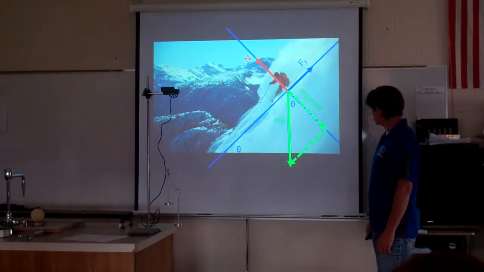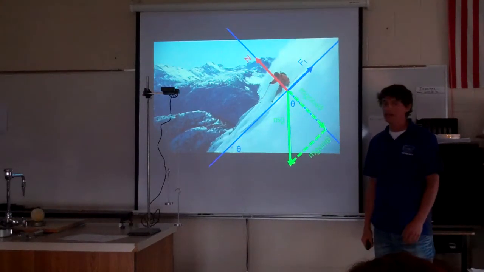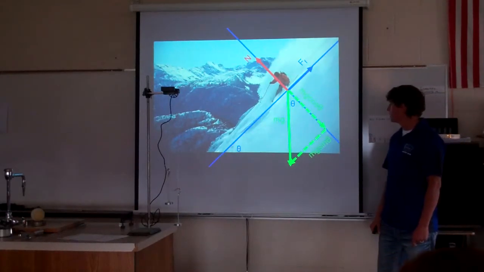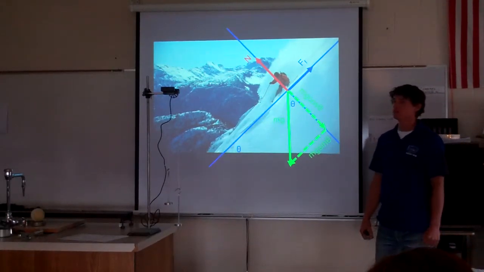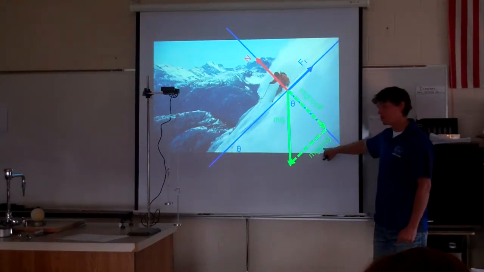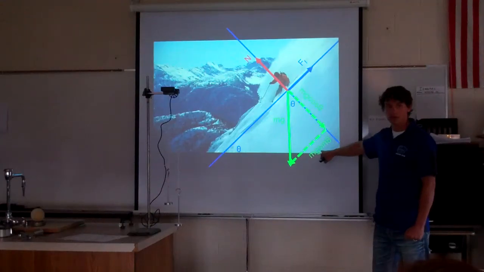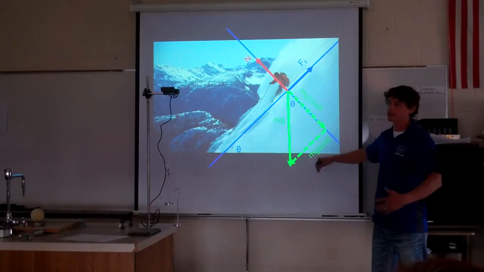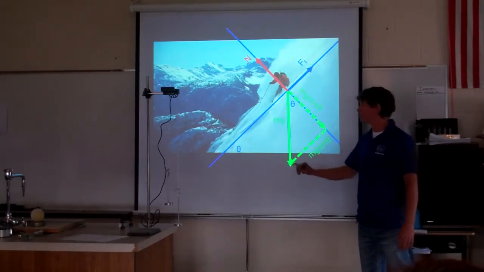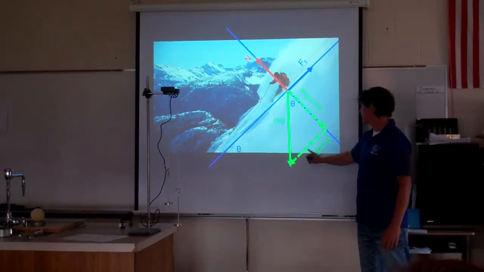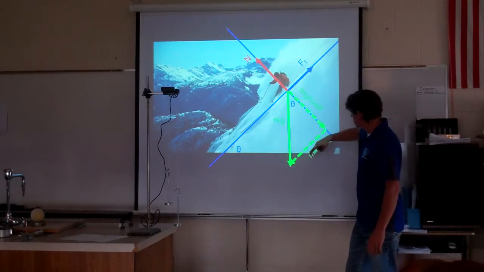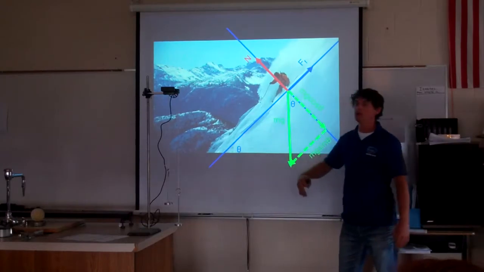Alright, this down here is mg sine theta. It is the opposite side of the mg triangle. Sometimes this is called FP, or force parallel, but I don't ever write that because then students think there's some magical new force. There's not. It's just the opposite side of mg. It's called force parallel sometimes because it's parallel to the slope.